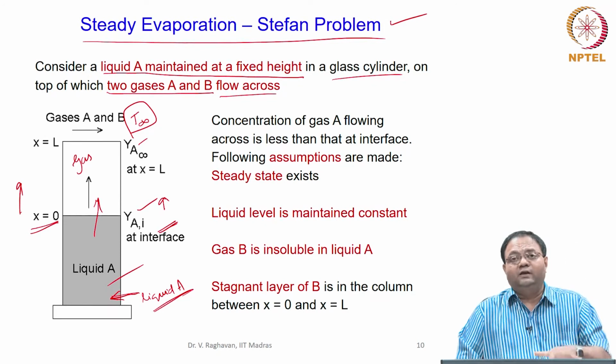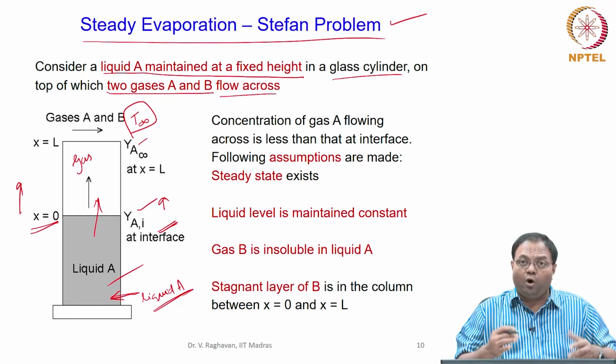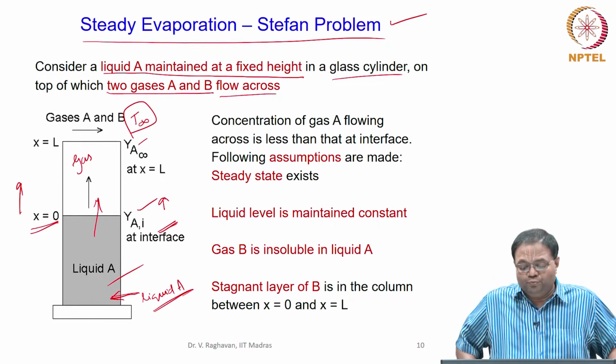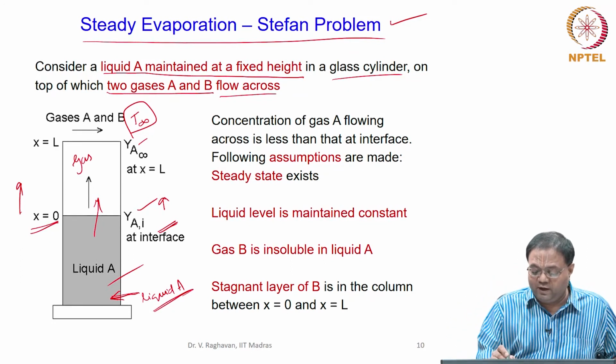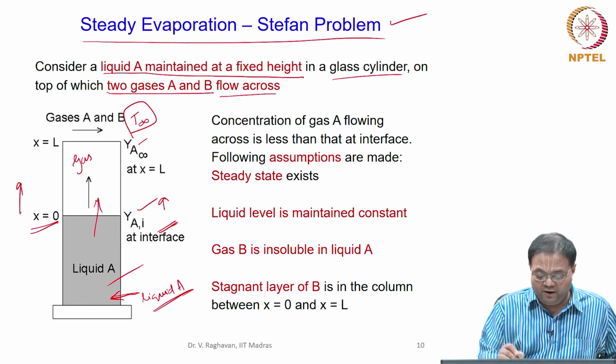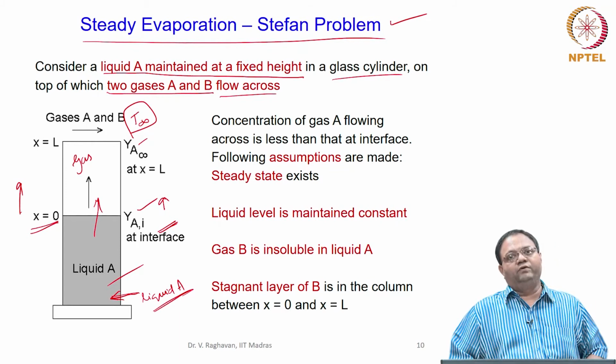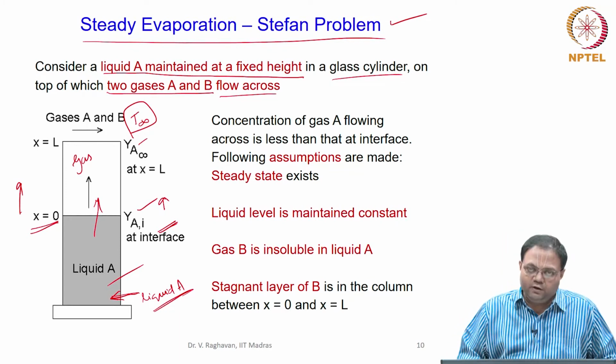Now, there is no convection initially present. So, how convection comes in, that is what we are going to see. Okay. So, the concentration of gas A or vapor A flowing across is less than that at the interface, and that will drive A from the interface towards the ambient by diffusion.